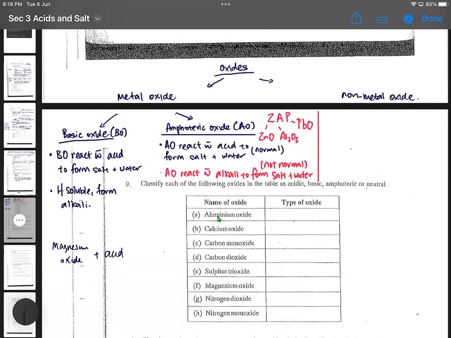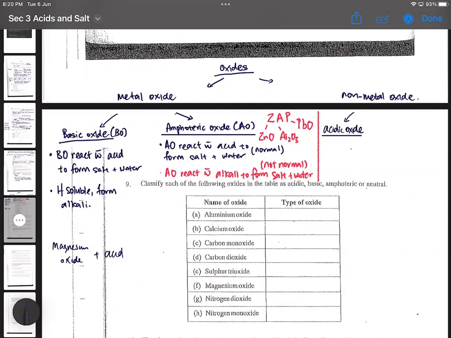Any questions for the two kinds of metal oxides? Any question, please sound out. Let me give you a minute to digest this. Then we go to the two different kinds of non-metal oxides. For non-metal oxides, we have two categories. The first category is acidic oxides.